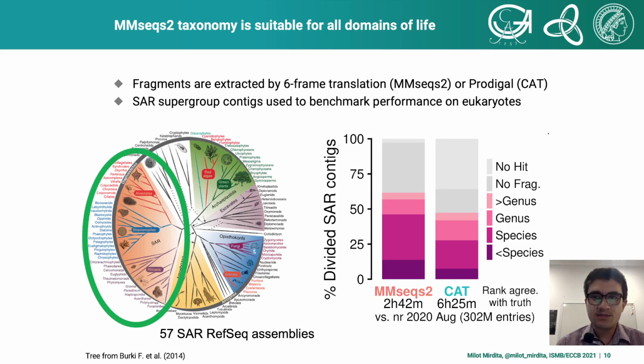Another advantage that MMseqs2 has over CAT is that it uses 6-frame translation instead of Prodigal. Prodigal, while it's very good, is restricted to finding prokaryotic genes, which the 6-frame translation does not suffer from. Here we took 57 SARS RefSeq assemblies, cut them into pieces so that they resemble real metagenomes, and then ran both MMseqs2 and CAT. And we see that MMseqs2 assigns more contig labels and more specific labels, while being faster.